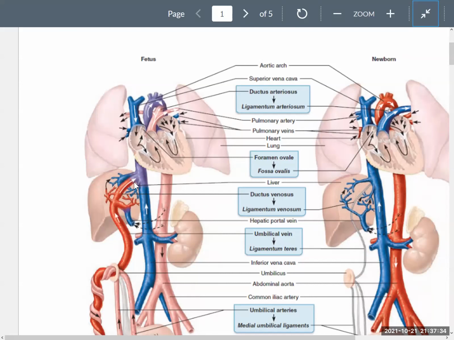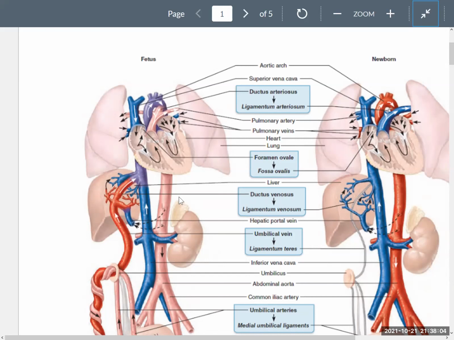And this is what we call a shunt. I don't have that word on the screen. Shunt, S-H-U-N-T, is a shortcut. And the blood shortcuts right into the vena cava. The shortcut in the liver is referred to as the ductus venosus, the duct of the vein. Nobody was very original on that one.